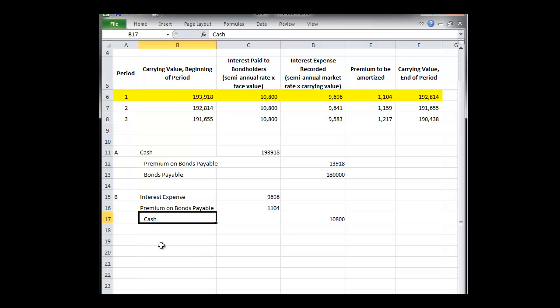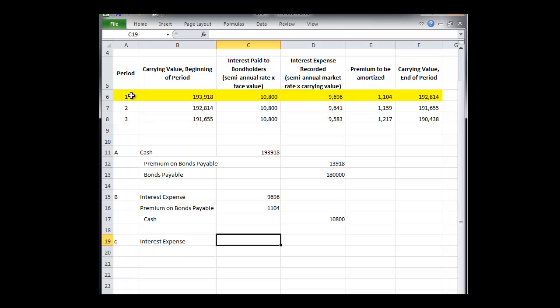Alright, so it's December 31st, and I need to record an adjusting journal entry. So how many months have passed between the last time I recorded interest and December 31st? Well, if I recorded interest on October 1st, that means that 3 months have passed. So I need to accrue 3 months worth of interest expense. And what is that going to be? Well, it's going to be half of the 6-month amount.